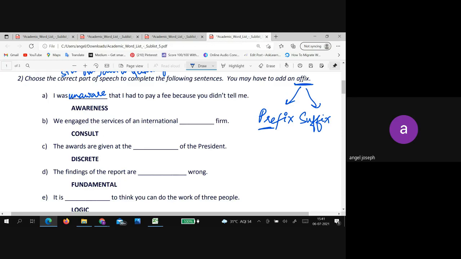Okay, that I had to pay a fee. Now many people will say, ma'am, unaware doesn't come to me, I say I didn't know. If you are absolutely correct with your tense, then I didn't know is correct. If you say I didn't knew, that is wrong. Rather than that, improve your vocabulary, you will have better words to talk. I was unaware that I had to pay a fine because you didn't tell me. Look at the next one.